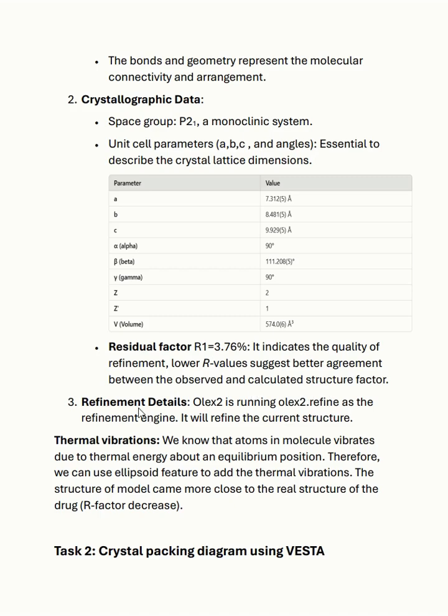Here in Olex2 we refine the structure to get closer to the real structure. Here, thermal vibrations: we know that the atoms in molecules usually vibrate with some thermal energy, and they vibrate around an equilibrium position. So we have used the ellipsoid feature in the Olex2 software, which can add the thermal vibrations to it. So thermal vibrations are added, and the structural model becomes closer to the real structure of the drug. So the R factor also decreases.